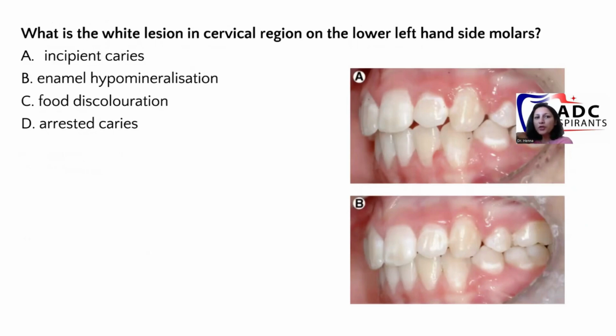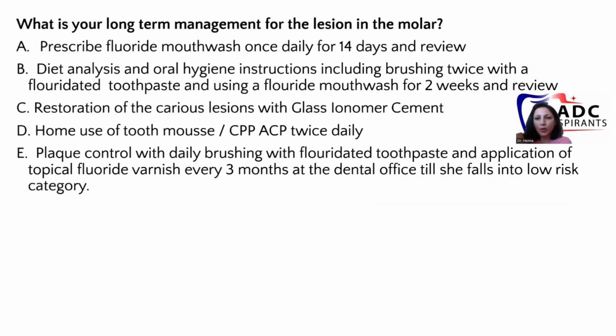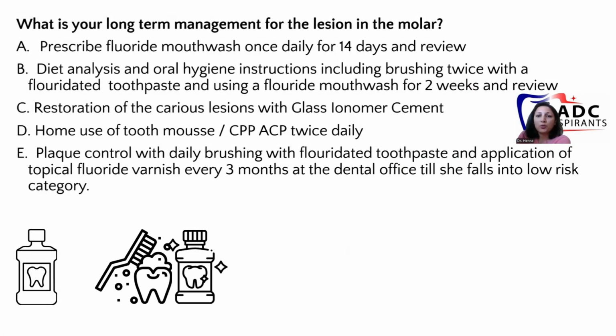So now they want to know from you, the question states, what is your long-term management for the lesion in the molar? And you have various options. You're going to prescribe a fluoride mouthwash once daily for 14 days and review. Are you going to go with option B, where they have diet analysis, oral hygiene instructions, brushing twice with a fluoridated paste, using a mouthwash for 2 weeks and reviewing? Are you going to go ahead with C, which is restoration of the carious lesions with GICs? Well, that does make sense, but I'll tell you how you're supposed to be finalizing your answer shortly.